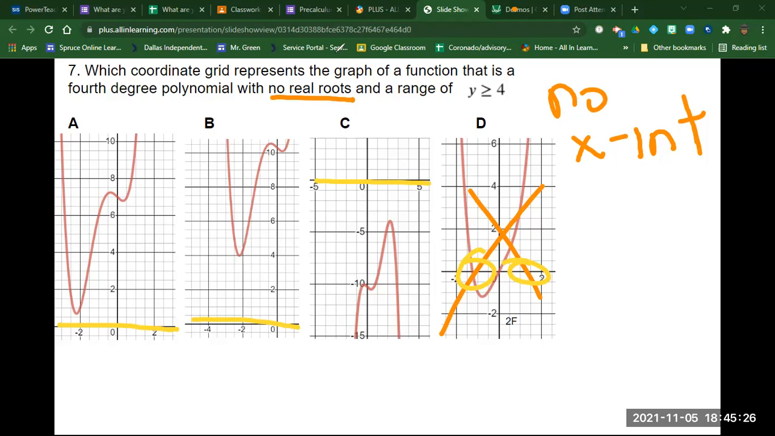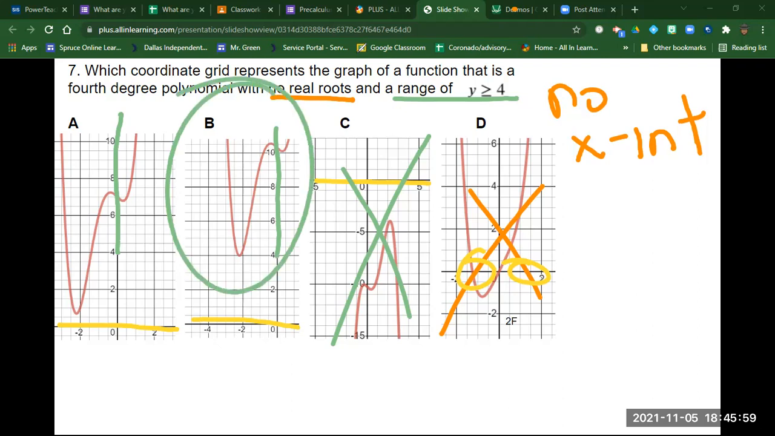Now we need to talk about a range. We got to talk about a range of y is greater than 4. So I'm going to go to the y-axis and draw where y is greater than 4. And I can even do it on this. It's off there. So that one's gone. So which one of these matches up with that green line? B does. There's your correct answer right there.